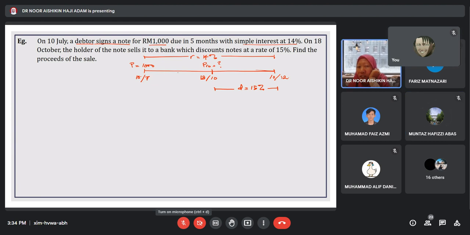Sebab ada tempoh di sini di mana interest berjalan kan, rate 14% tu berjalan between the date of note until discount date. Ni dah ada interest yang dia dapat collect kan? Sebab the rate goes from one end to another, yang 14% tu. So more than RM1,000 lah. Tapi it will be less than S. S would be here. Apa S? Not given.